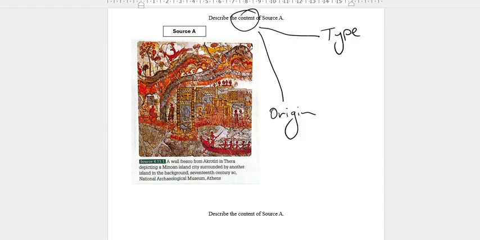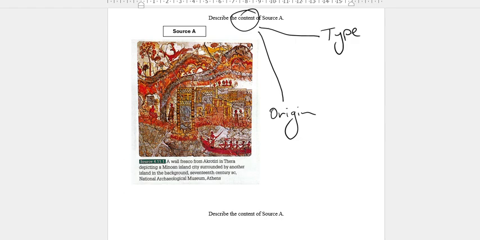But as I said in the previous video, sometimes we are better off going here first to get a clear idea. And so what the source says is that source A is a wall fresco. A wall fresco is a wall painting from Akrotiri in Thera depicting a Minoan island city surrounded by another island in the background. And this source was created in the 17th century BC and is currently at the National Archaeological Museum in Athens.